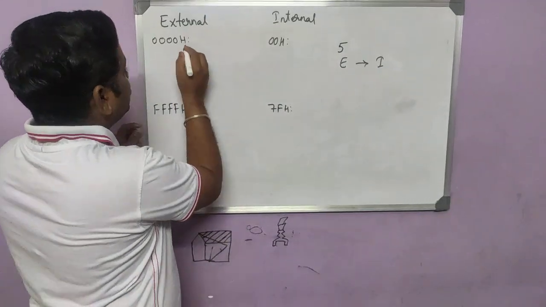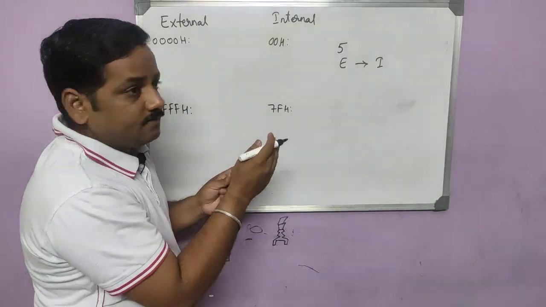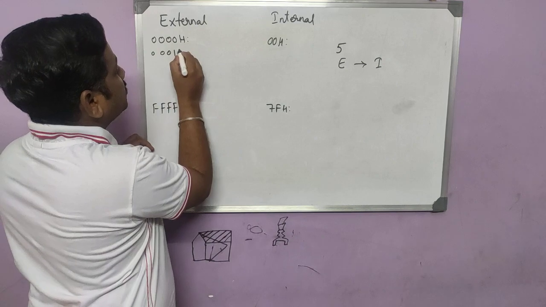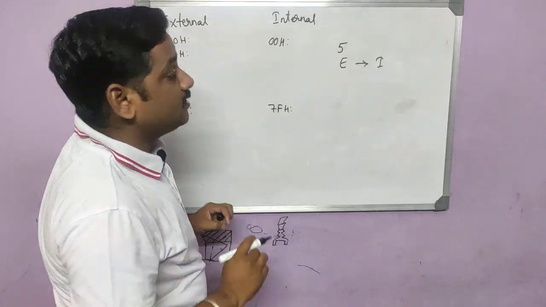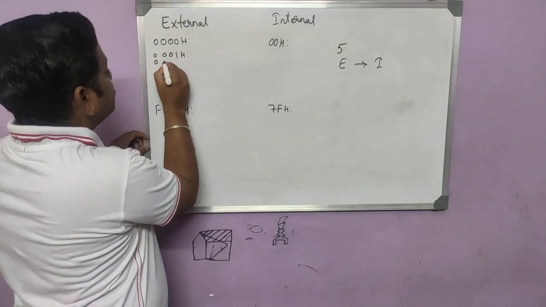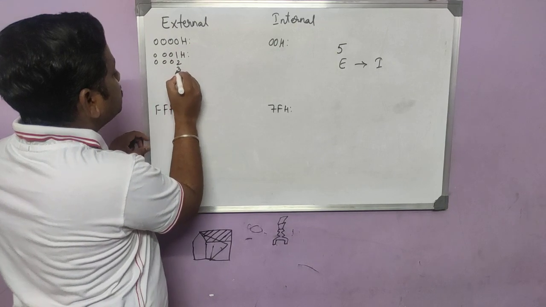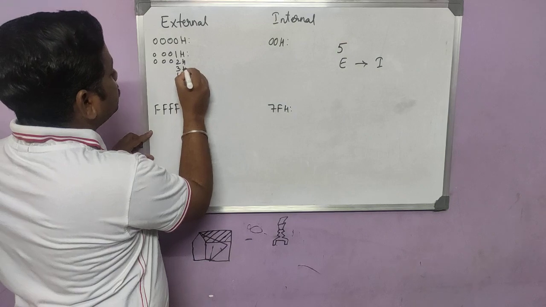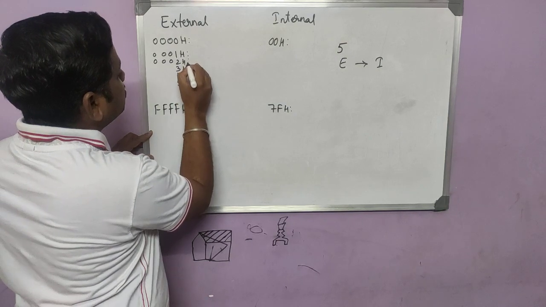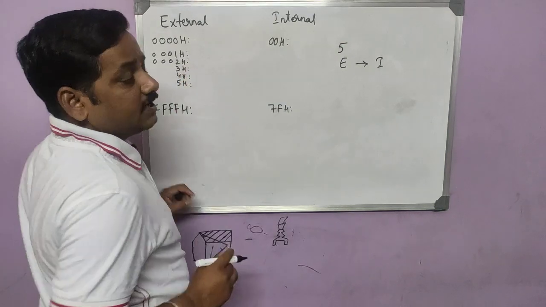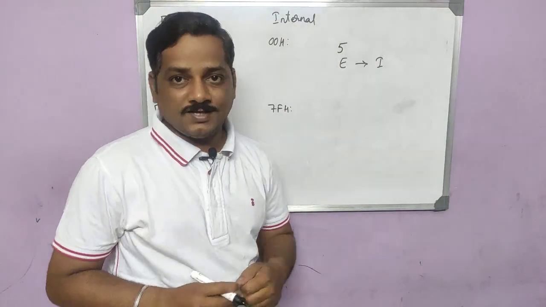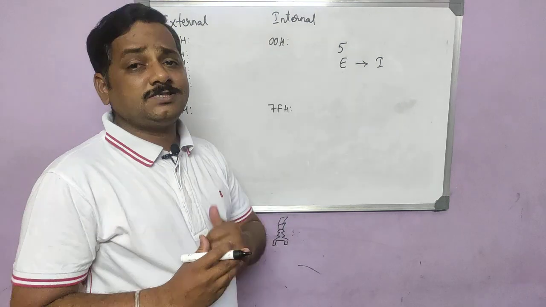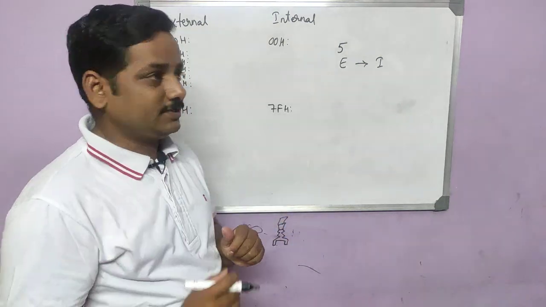To do that, let me say I will give the data from 0001H. The first data will be here. Next I will give the second data at 2H, 3H, 4H, 5H. Let me write those. First you need to understand these things before writing a program. Don't directly go for writing programs. First understand what we need to do and how we need to execute it. This is the first program, so I am giving brief details.